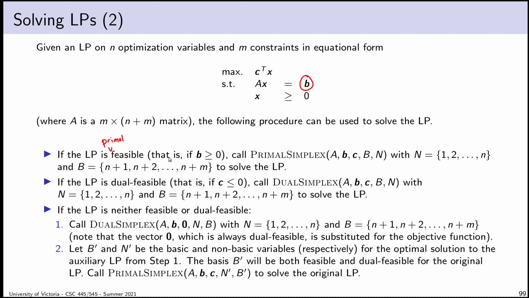Okay, but suppose it isn't, because we know that it's very easy to have an LP that is not initially primal feasible. So second try. If the LP happens to be dual feasible, which is to say if C is non-positive, well, that's sort of a freebie because that means we're looking at a dual feasible LP, so just call the dual simplex method. Again, same story. Non-basic variables will be the optimization variables, the basic variables will be the slack variables. And all of the logic about AB that I talked about in this step still applies.